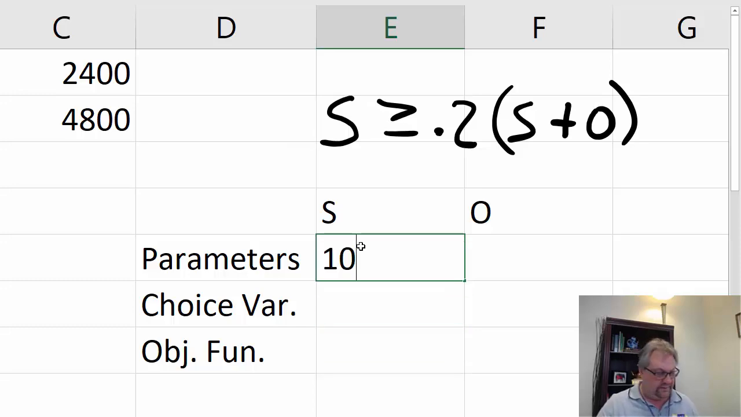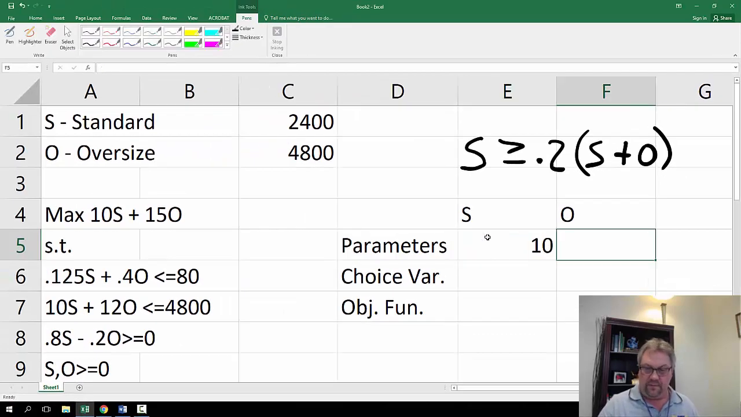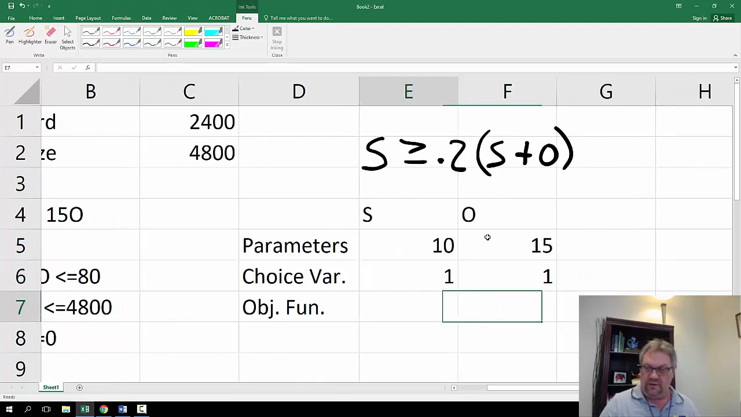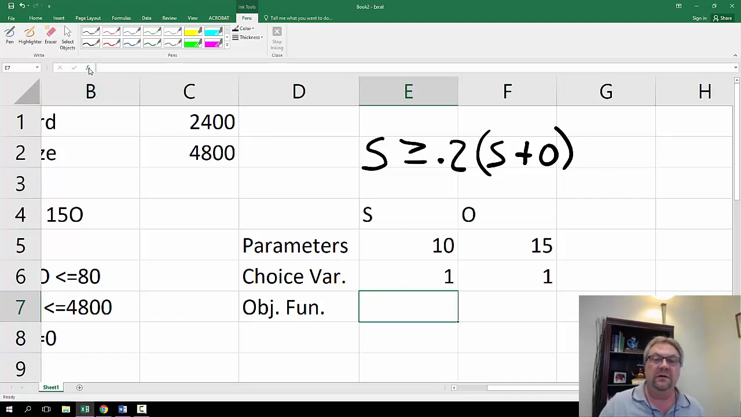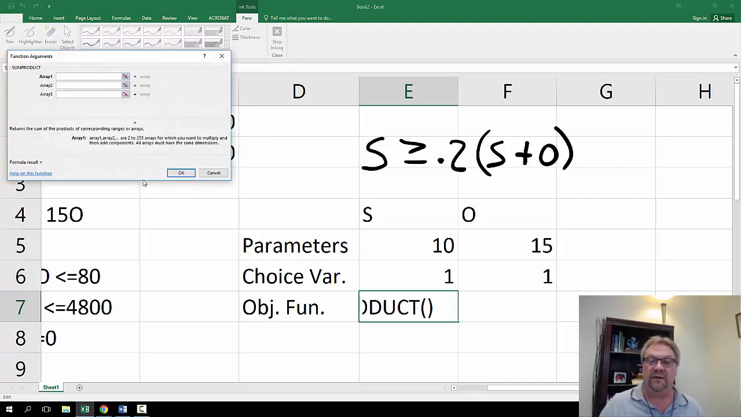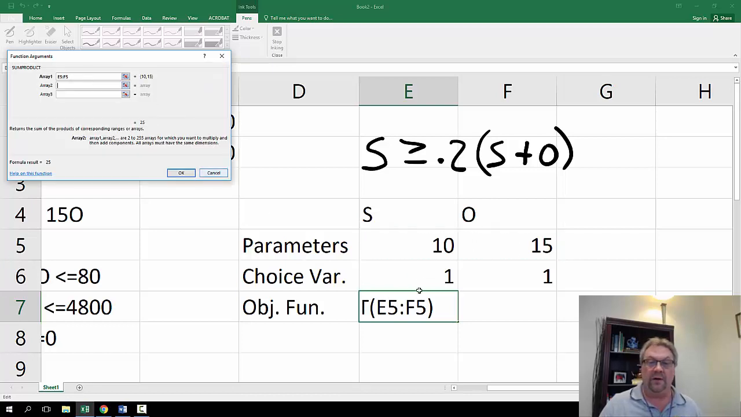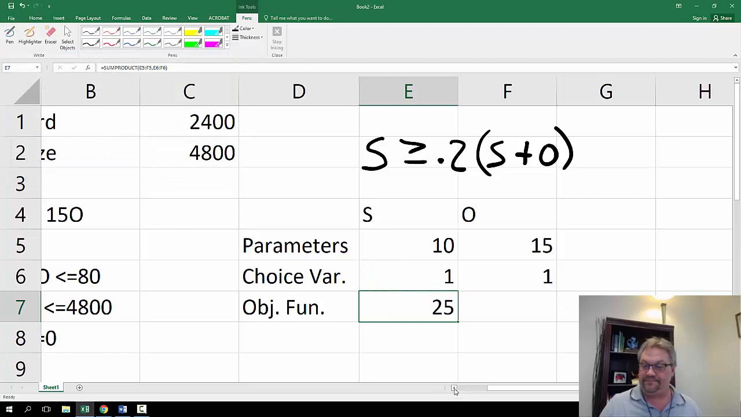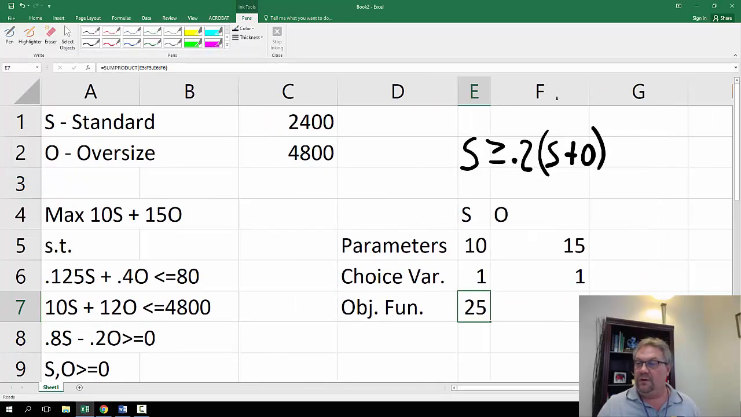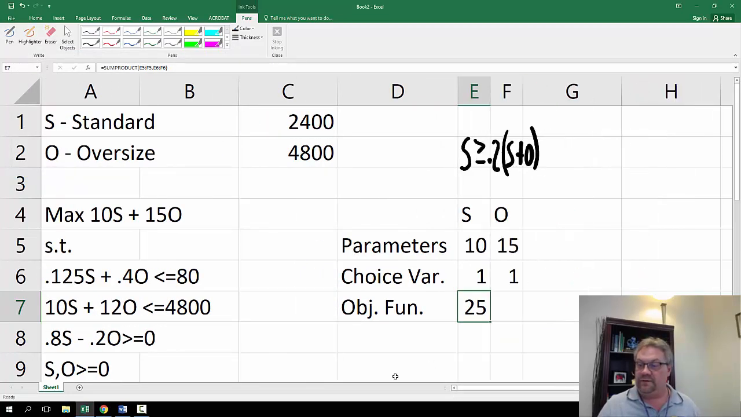Here's 10, 15, 1 and 1. And of course my objective function is always a sum product. I bet you're tired of hearing that. So parameters are one array, choice variables are the other array, hit OK. Now let me just shorten this up a little bit.